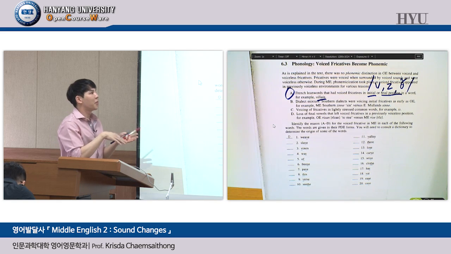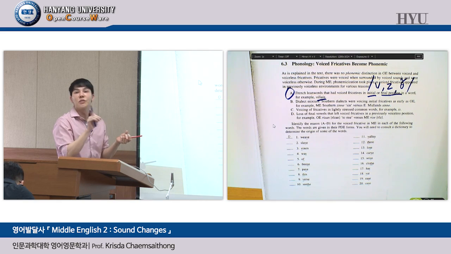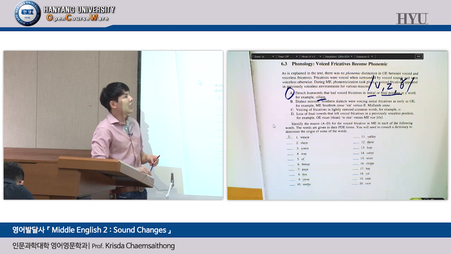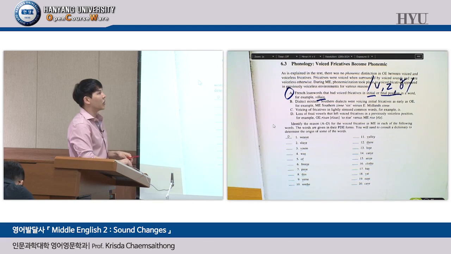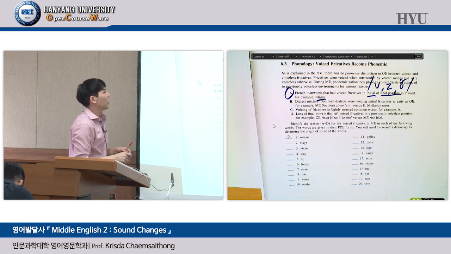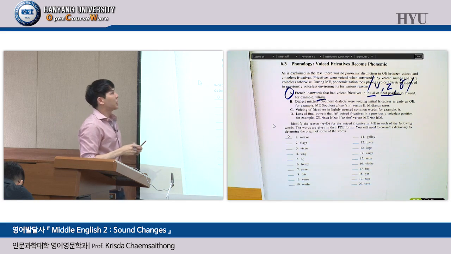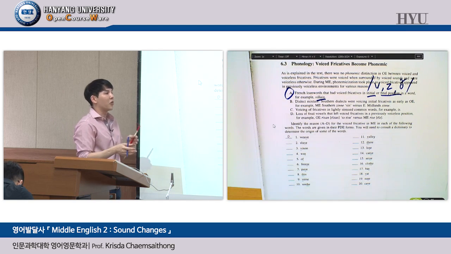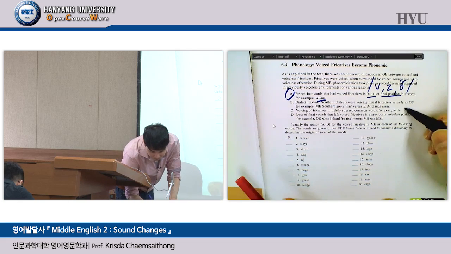People in the South usually pronounce the same word with the voiced version, right? So dialect mixture: Southern dialects were voicing initial fricatives as early as Old English. So that's the second factor that led to the phonemicization. Third factor, C, voicing of fricatives in lightly stressed common words, especially, for example, is, or of, right?